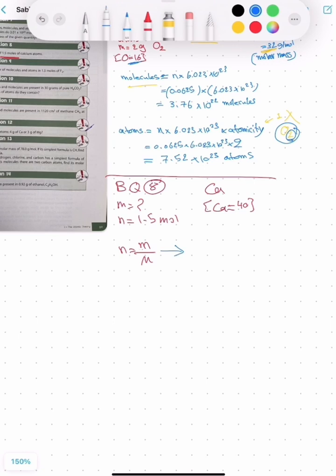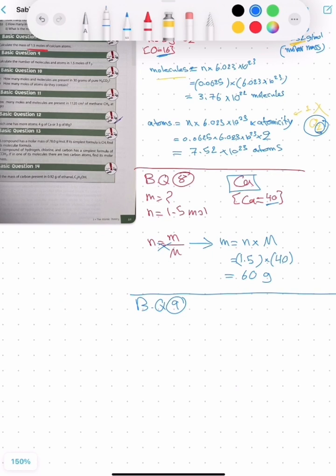So rearrange it, cross multiply. Mass is equal to number of moles times molar mass. Number of moles is equal to 1.5 times how much is molar mass? It's just Ca, just 1. So 1 times 40 is equal to 40. Then you multiply, which is 60 grams. Basic question number 9.